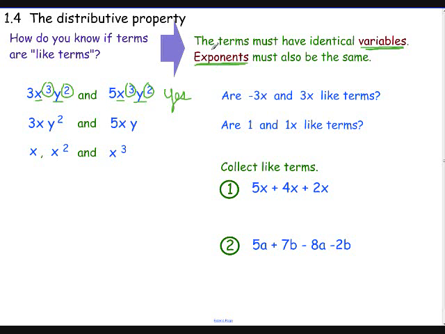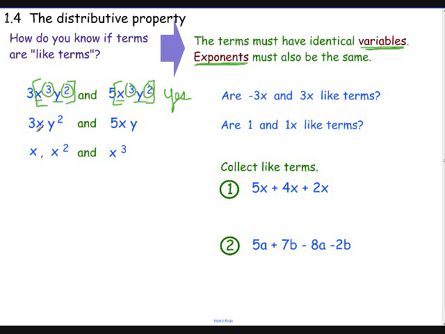They're okay. That's not part of the definition of like terms. In fact, if you want to think about it this way, let's call this expression right here, x cubed y squared, a critter. We've got 3 critters and we've got 5 critters. You could see that you could add those together. We know what we'd get. Of course, we'd get 8.